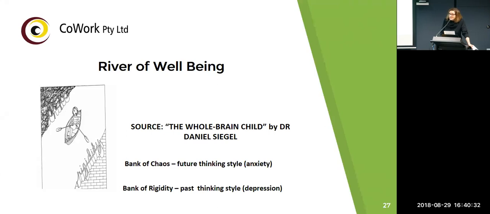Life's not all about just flowing smoothly. We have hurdles thrown at us all along the way. And we have a couple of different ways of dealing with it. People who are flexible and adaptable can figure out and work their way through these obstacles. People tend to move to the bank of chaos, which is where the thinking style is in the future. And that's really where anxiety lives.